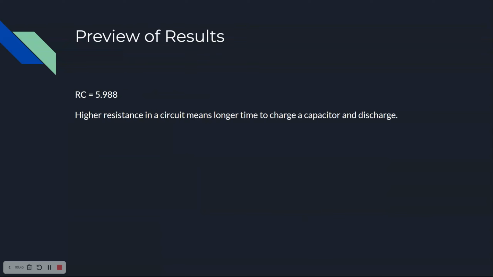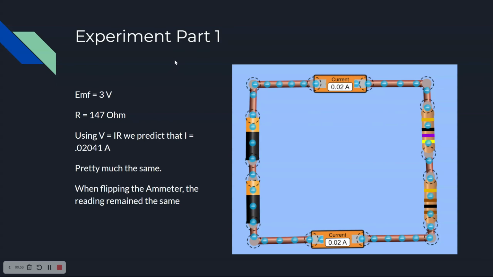Quick preview of the results. I got the RC value of 5.988 seconds, and came to the general conclusion that higher resistance in a circuit means a longer time to charge the capacitor and a longer time for discharging. So here's part 1 of the experiment.